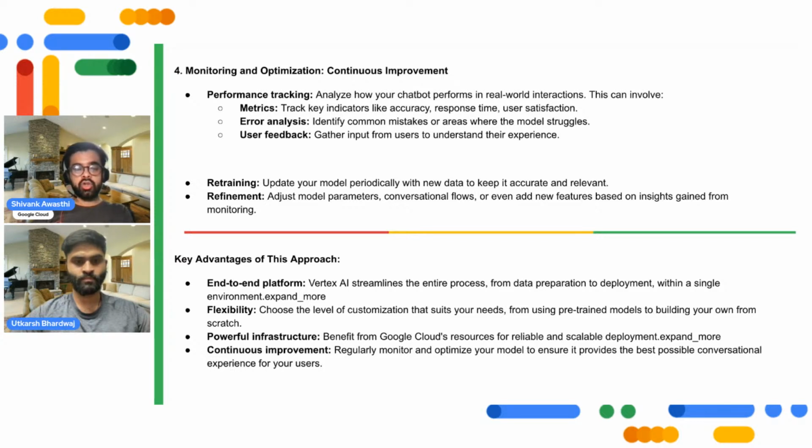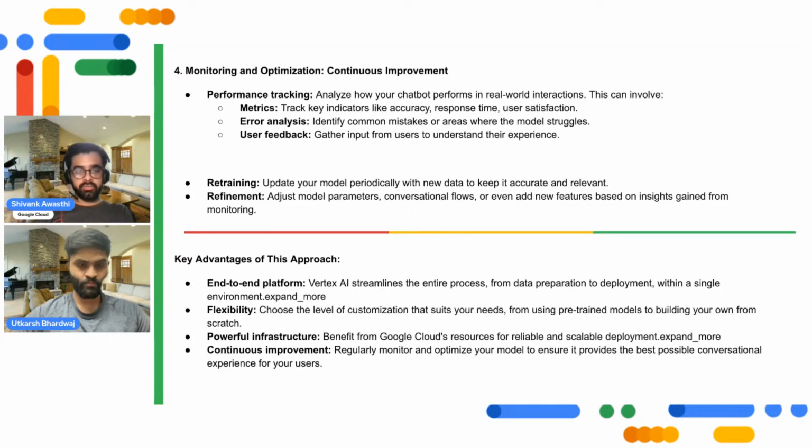You need to identify the common mistakes or the areas where the model struggles, so that your model can improve upon them. Then you need to gather inputs from users to understand their experience and the key pain points they experience while interacting with your bot, so that your model can improve over time and give better results. Then comes the retraining phase, which is updating the model on a periodic basis with new data to keep it accurate and relevant, followed by the refinement phase, which is adjusting the model parameters, conversational flows, or even adding new features based on the insights gained from the monitoring.